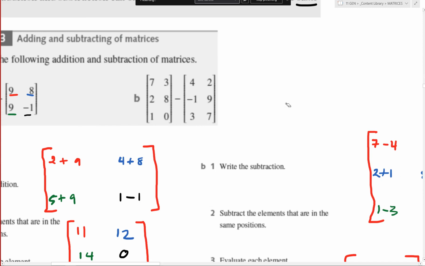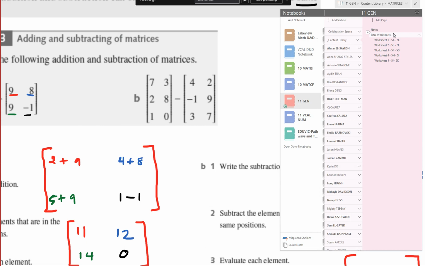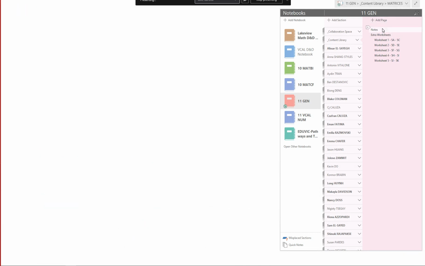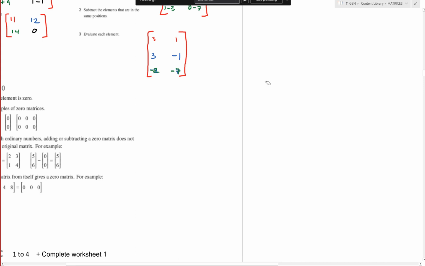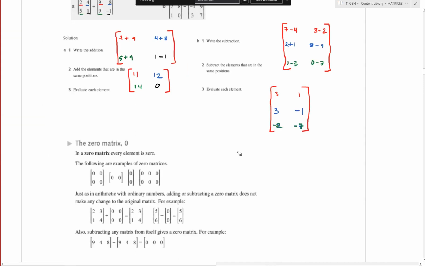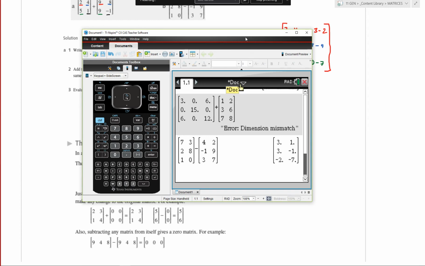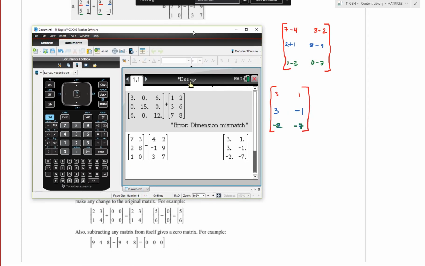Okay, sorry guys, why isn't this working? Let me quickly just do this. Okay, where are we? There it is. Okay, sorry. So 3, 1, 3, negative 1, negative 2, negative 7, and that is correct. That's what we got.